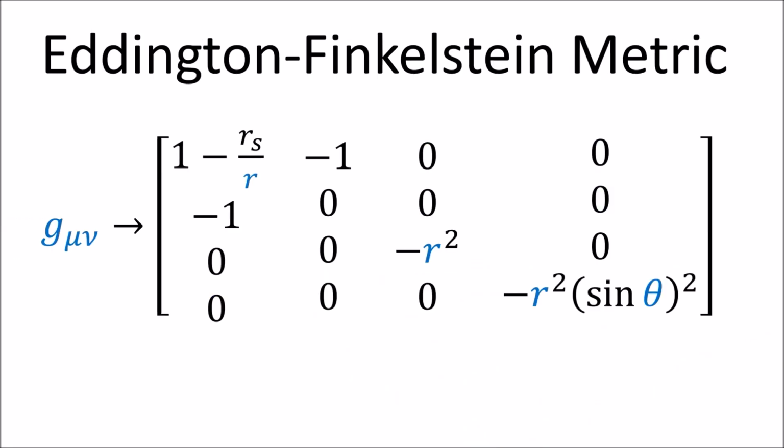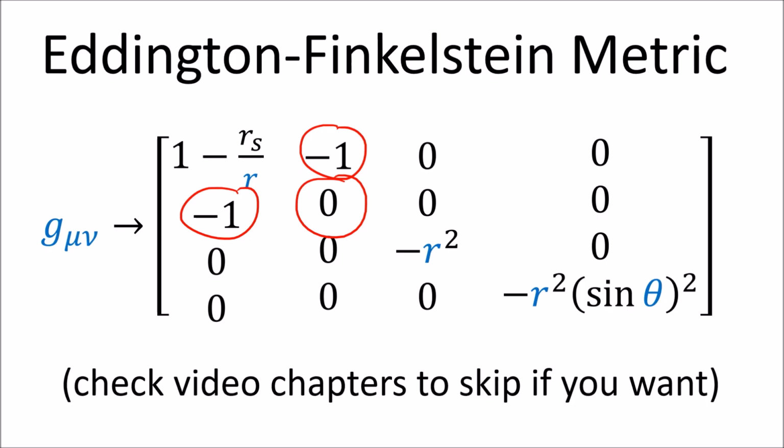Now, before I derive the Eddington-Finkelstein coordinates, I'm going to skip ahead and spend a few minutes talking about the metric in Eddington-Finkelstein coordinates. This metric looks a bit weird because it has off-diagonal components as well as a 0 on the diagonal, and this might confuse some people. If you don't need an explanation for this, you can look at the video chapters and skip ahead.